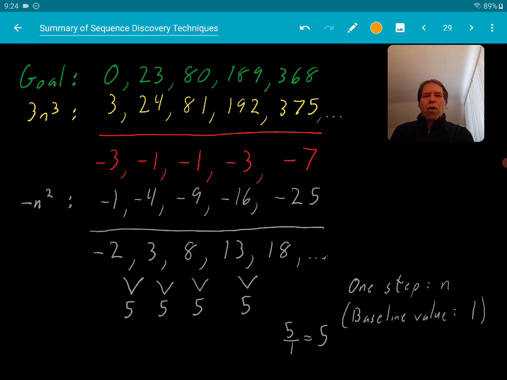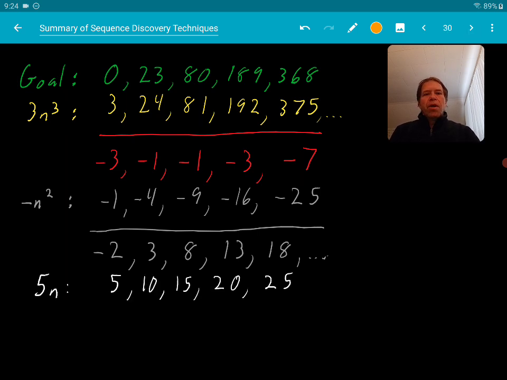Since it only took one step to a constant difference, we expect this to be n to the first, or just n. Our baseline value for n is 1, so we divide 5 by 1, and we find our coefficient in front of n should be 5. So we now look at that 5 times n. It's just counting by 5s. Skip counting might be called. 5, 10, 15, 20, 25.